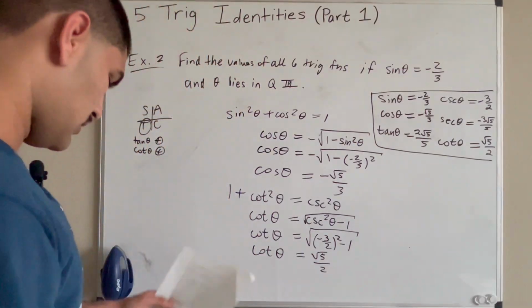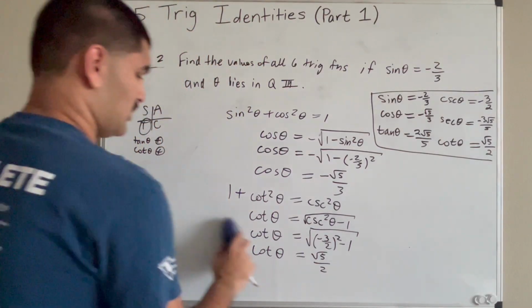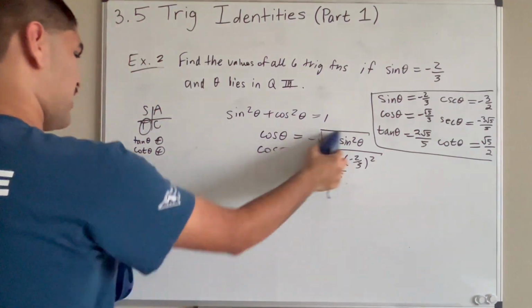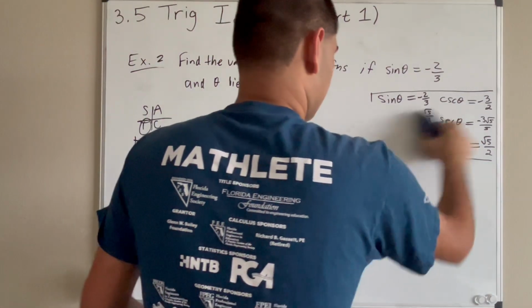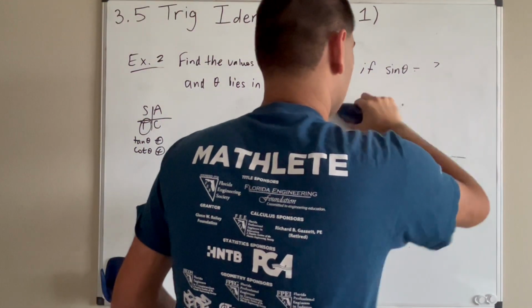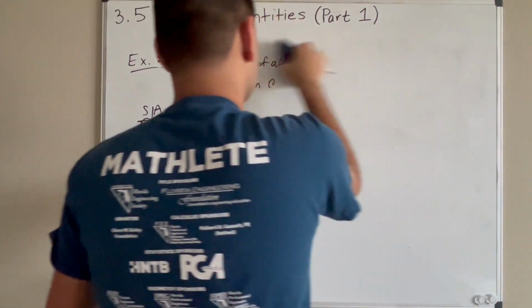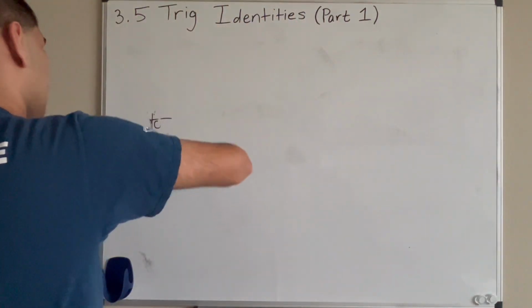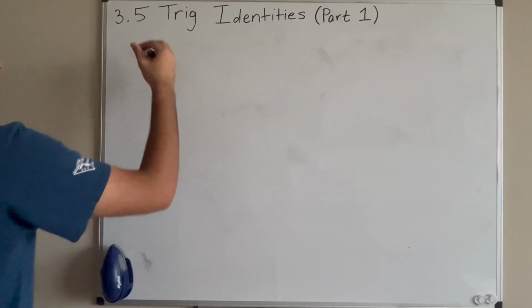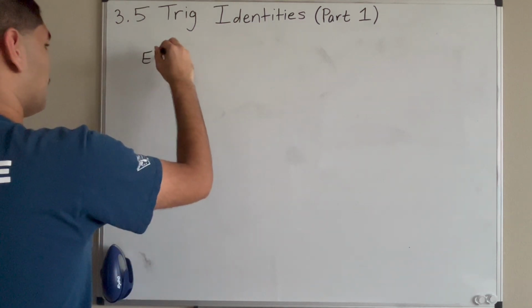All right, cool. So now let's talk about some more identities. All right, so now we have the even odd identities.